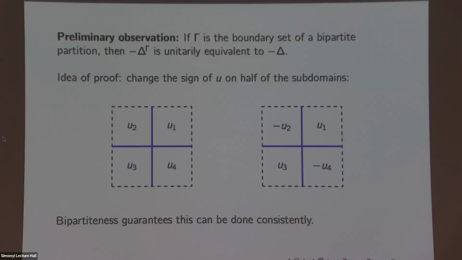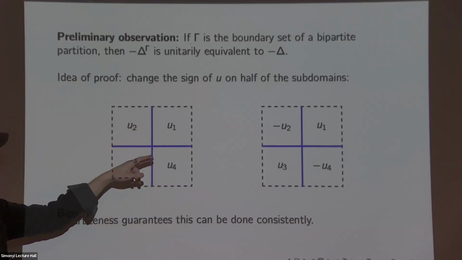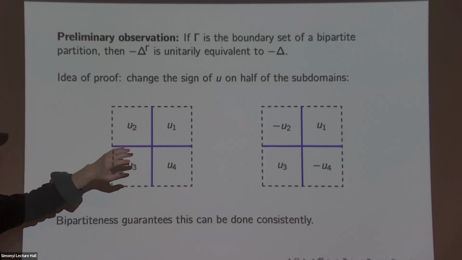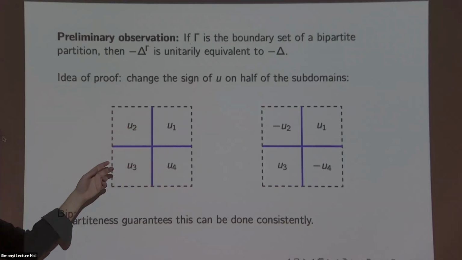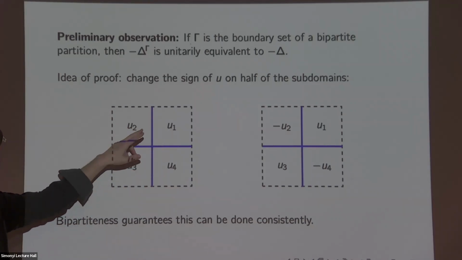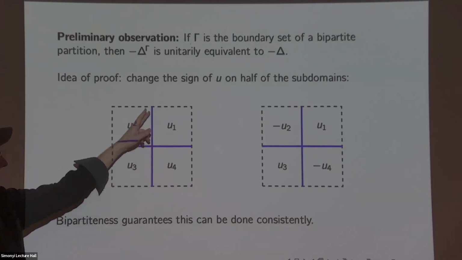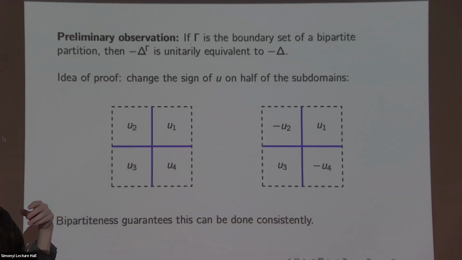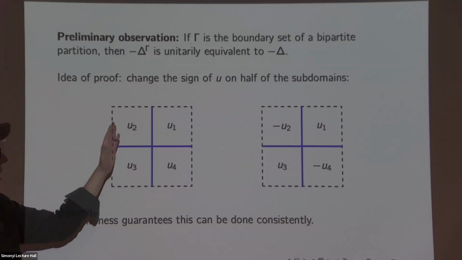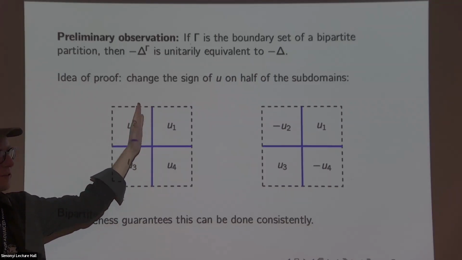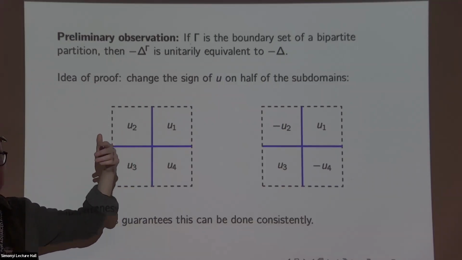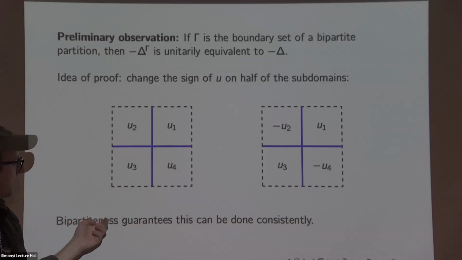The proof is very simple. It's basically shown in this picture here. Look at this cut set gamma. So it's just these 4 line segments. So it gives me this 4 partition of the square. It's bipartite. Now, if my function u, whose restrictions to the subdomains are just u1 through u4, is anti-continuous across each segment here, to produce a function that's continuous, on each segment, I should change the sign of u on one side, but not the other. And if I have a bipartite partition, that exactly allows me to do that consistently.